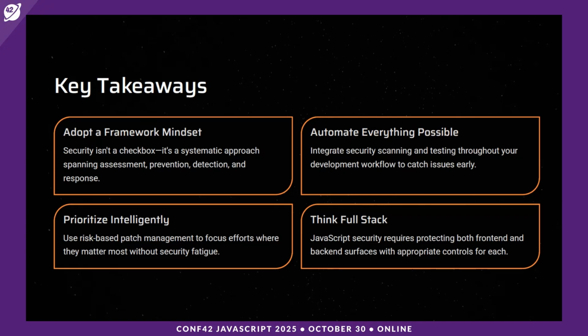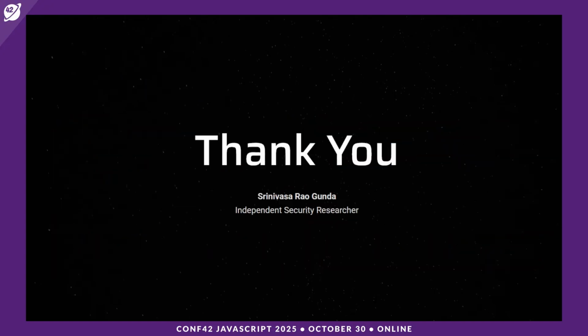Prioritize intelligently. Use risk-based patch management to focus efforts where they matter most. Think full stack. JavaScript security requires protecting both front end and back end. It's not only front end, and not only back end, but the application end to end, with controls on each thing. Thank you very much.